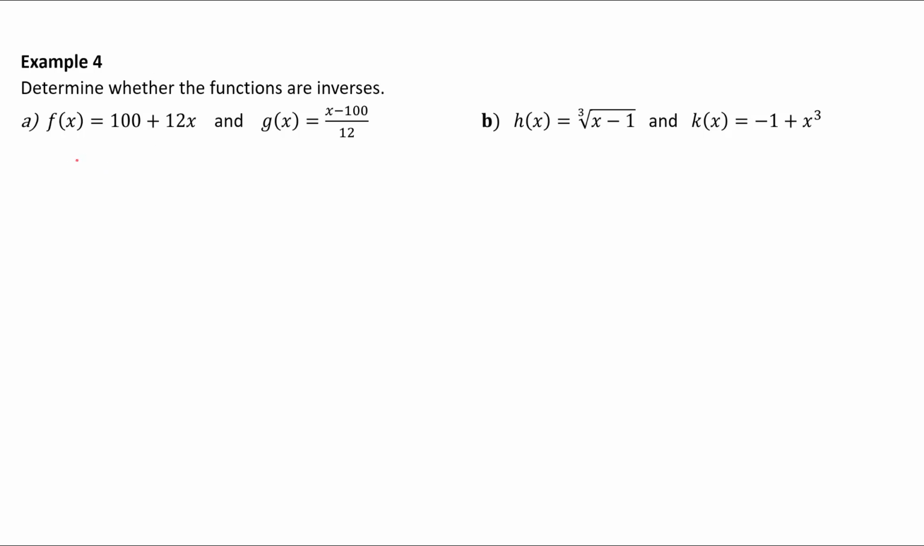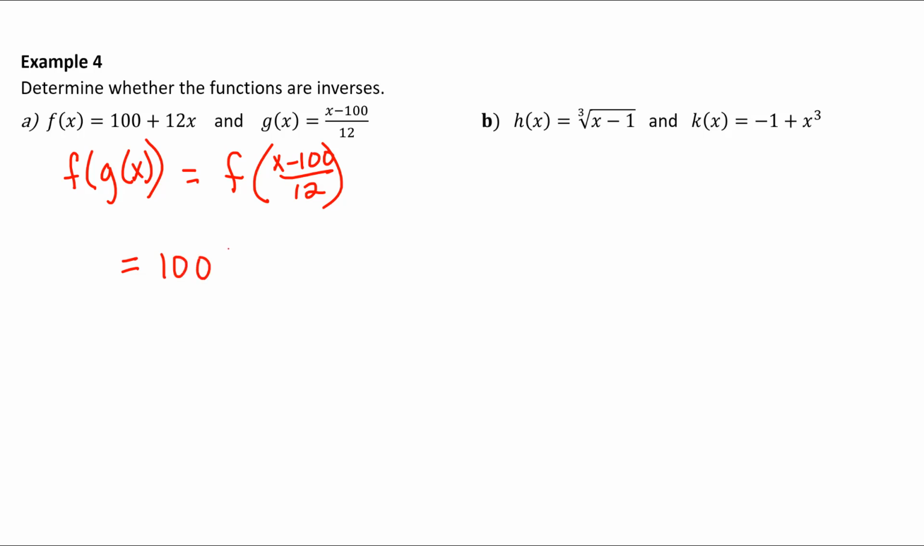So what we're going to do is we're going to say f of g of x. We want this to equal x. So I am going to plug in the g of x function, x minus 100 over 12, into the f function, 100 plus 12x. So where I see an x, I'm going to put x minus 100 over 12. So that equals 100 plus 12 times x minus 100 over 12. And you can quickly see that, yes, that does equal x.